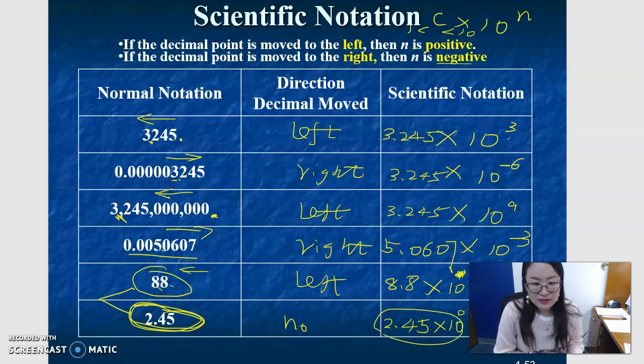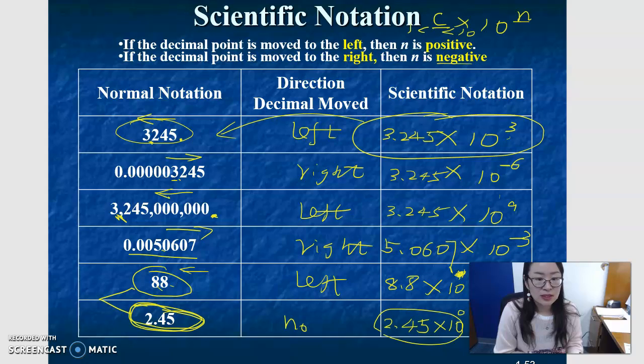Okay, so that's scientific notation, and it's this format: coefficient times 10 to the power of n. When you move the decimal point to get C, if you move to the left, make sure your n is positive, and if you move to the right, make sure your n is negative. And after you convert, you can plug it into your calculator and convert back to see if you exactly get the original number. That's for your double check.